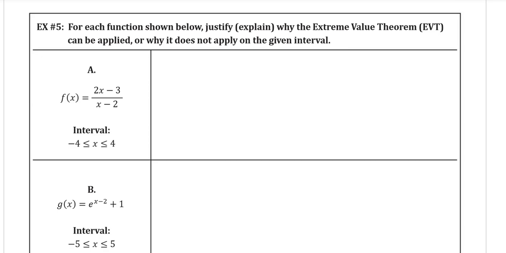This is part 2 of lesson 5.2 on the extreme value theorem. We are going to finish up our discussion of the extreme value theorem by doing a couple of examples and then talking about the definition of critical numbers and doing some examples of those.